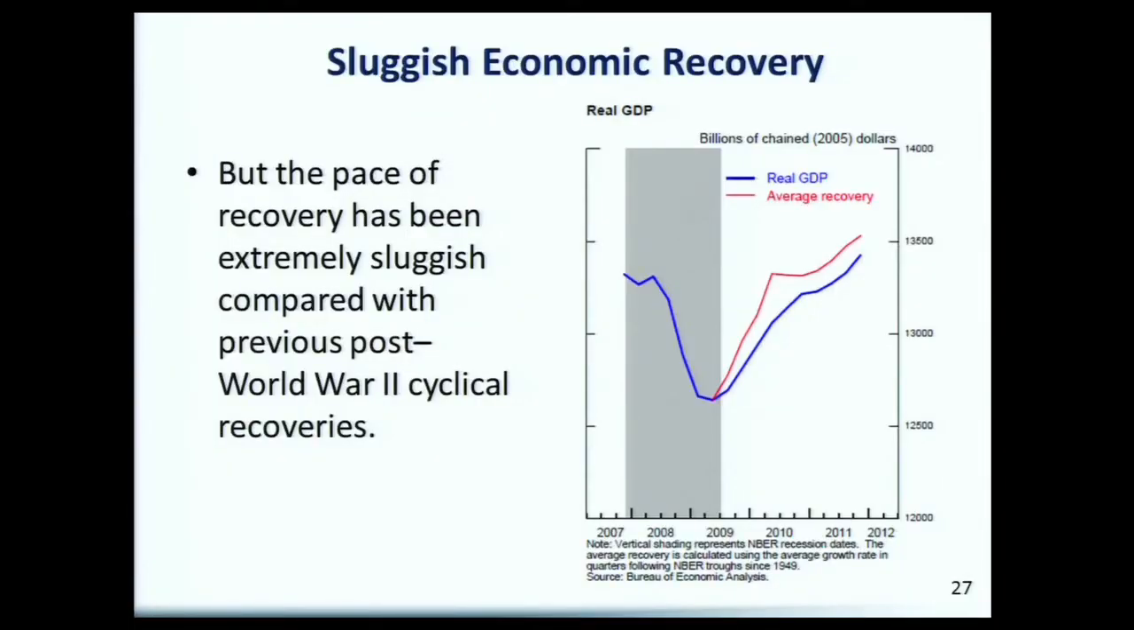So here's a picture of the sluggish economic recovery that we've had. The blue line in the graph shows the path of real GDP. The gray bar shows the period of the official National Bureau of Economic Research recession. You can see it begins in December 2007, and real GDP begins to decline during that period. In mid-2009, the recession is officially over, and you can see since then the blue line's been moving up as the real economy has been expanding.